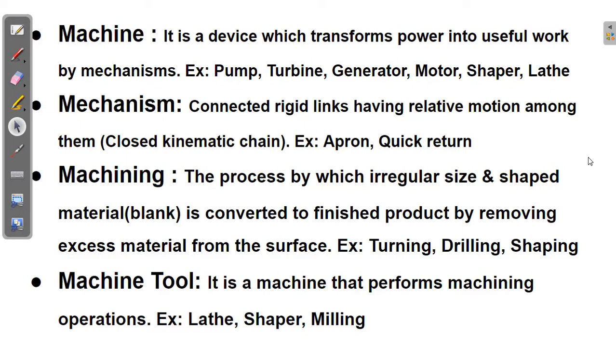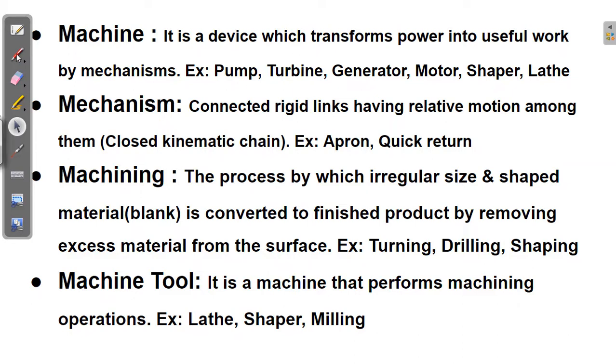Machine is a device which transforms power into useful work by mechanisms. Some of the examples of machines are pump, turbine, generator, motor, shaper, lathe. All these are different kinds of machine.